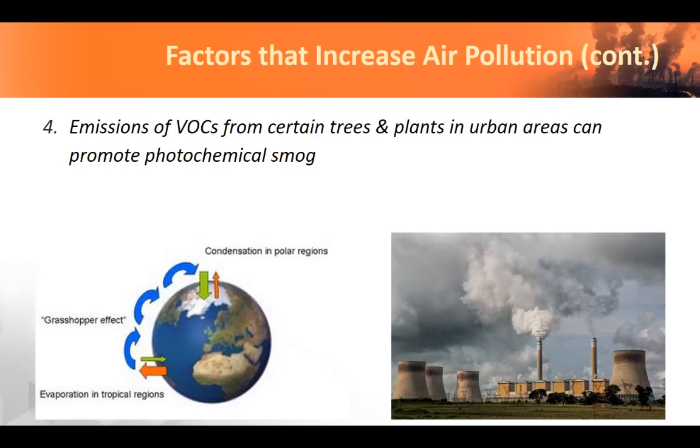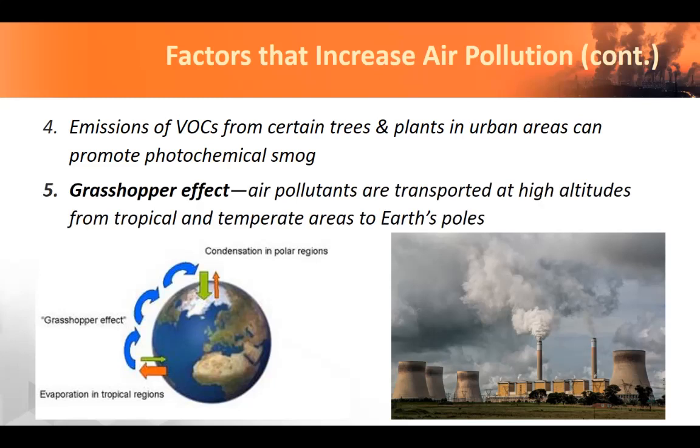Okay. And so we can also start looking at what's known as the grasshopper effect. The grasshopper effect essentially is air pollutants that are transported at higher altitudes from tropical and temperate areas to the Earth's poles. We talked a little bit about gyres and currents above the oceans and in the winds, but you can also see this in the upper levels of the atmosphere, actually moving some of these pollutants towards the poles as we get these convection cells, which go ahead and heat rises, cooler air sinks, and you get this cyclical movement, which can move pollution to areas where it wouldn't otherwise necessarily be.